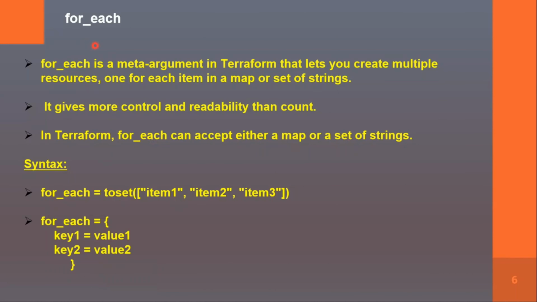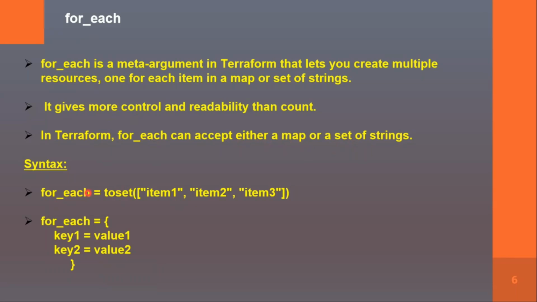The next meta argument that we are going to discuss is for_each. for_each is also used to create multiple resources, but it is somewhat better than count because for_each provides more control and readability than count. Also, for_each accepts only two data types: it allows the map data type and the set data type. Other than these two, it won't allow the remaining data types. Keep this in mind.